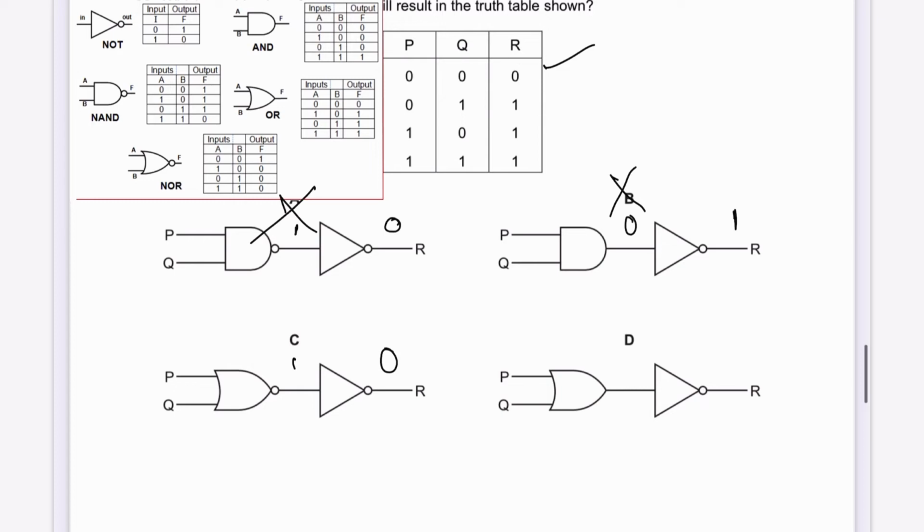Okay, if we had 0 and 1 at P and Q, for NOR gate, 0 and 1 would give us a 0. And a 0 output through the NOT gate will give us a 1. So it works with this as well. 1, 0 would make the same thing. It would give us this as well. Now 1, 1. If we had P and Q as 1, 1 over here, it gives us a 0. And a 0 output with a NOT gate gives us a 1. So it lines up. The answer is C.